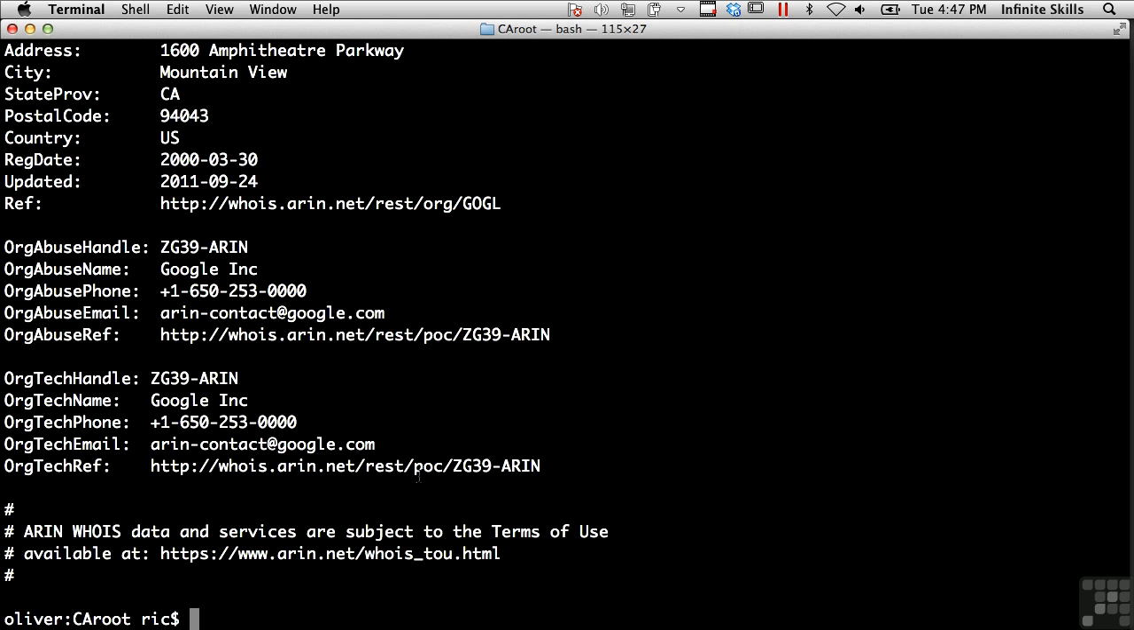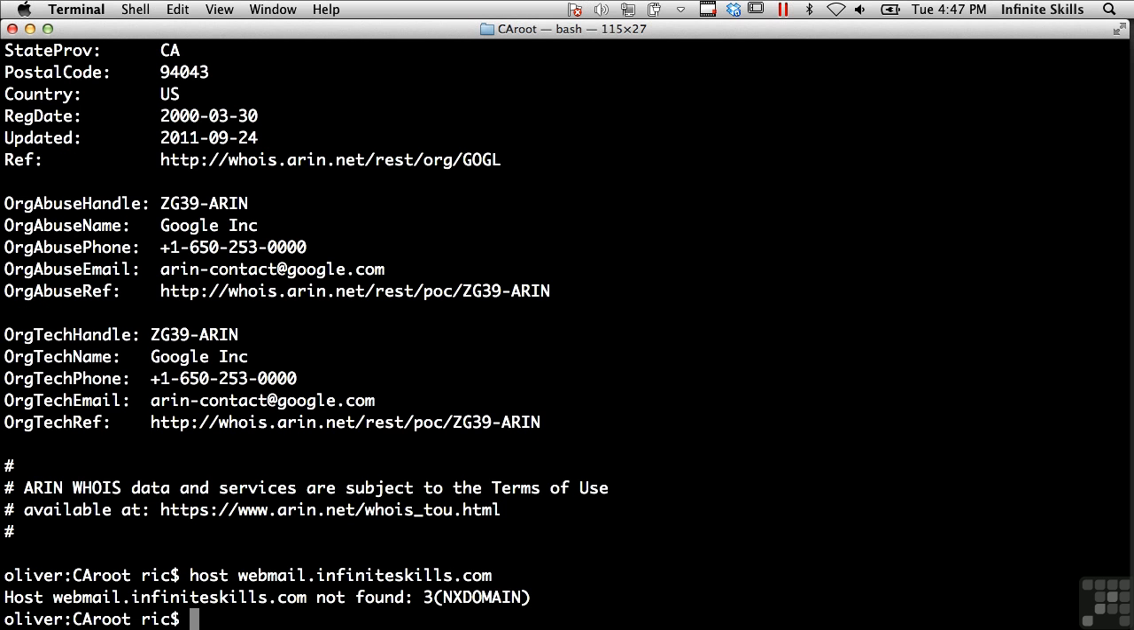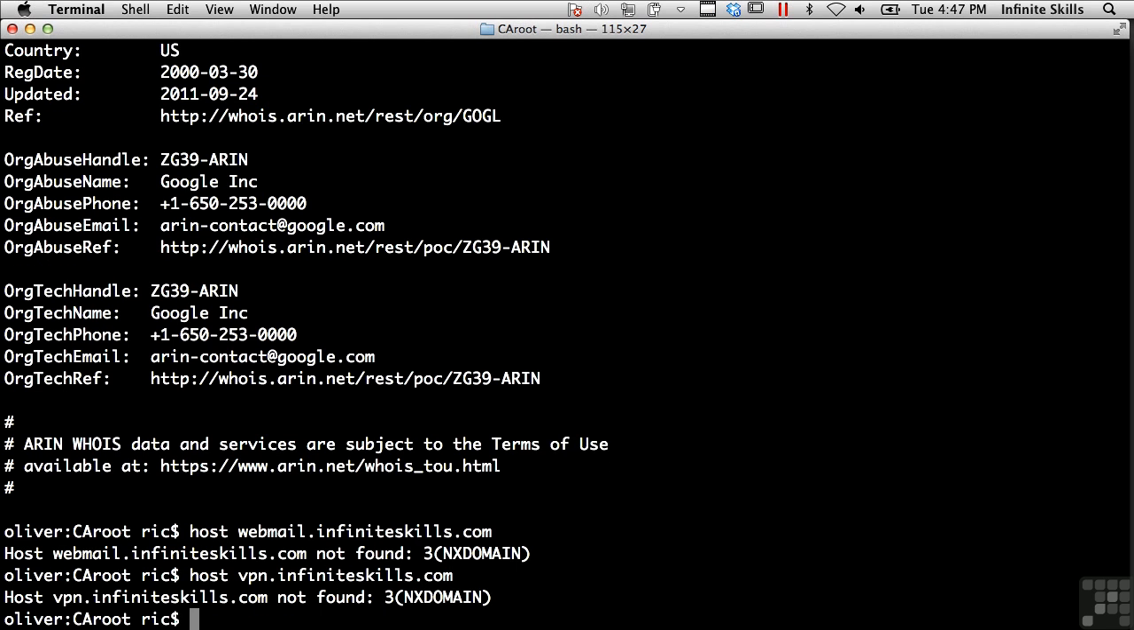Since I'm assuming DNS probably doesn't allow zone transfers, since most DNS servers don't anymore, although they used to, you may have to start guessing. So I could do something like host webmail.infiniteskills.com. And this is completely guessing, and it may not actually return something. In this case, it doesn't. I could also guess something like vpn.infiniteskills.com. And I've got nothing there.